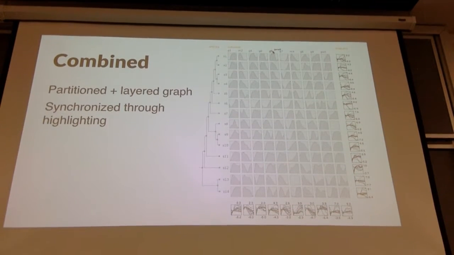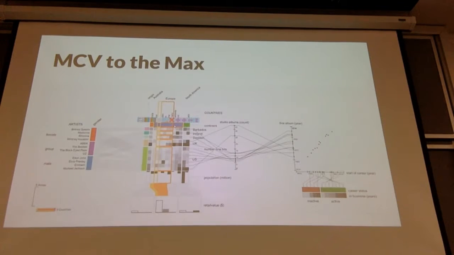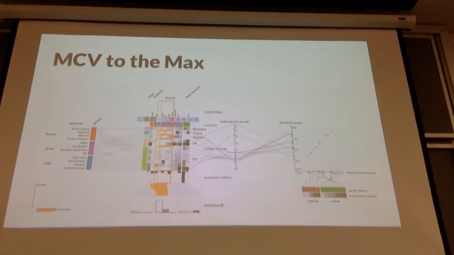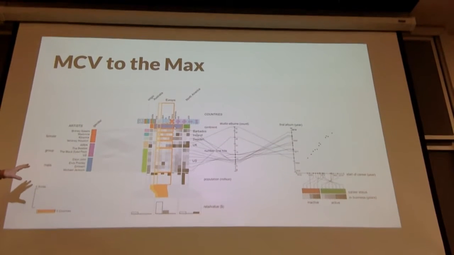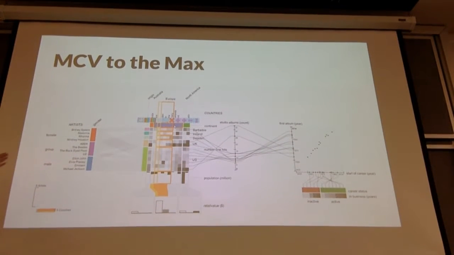And then here we are using synchronous highlighting to show relationships. And then you can actually take these multiple coordinated view approaches very far. So you can essentially mash up visualization techniques and show relationships. So what I'm showing you here is a categorical visualization. This is a data set about artists. So here we have a categorical definition of either female, or group, or male.